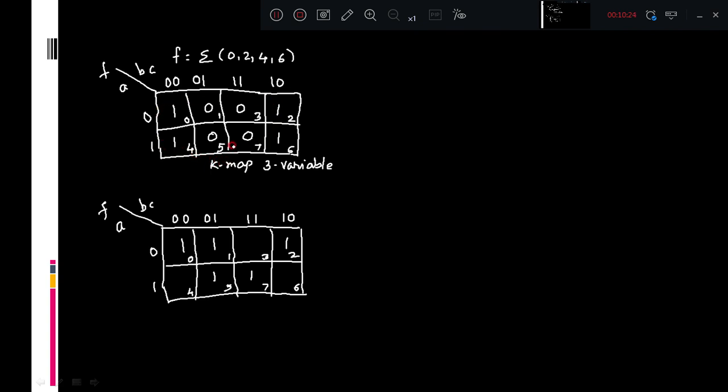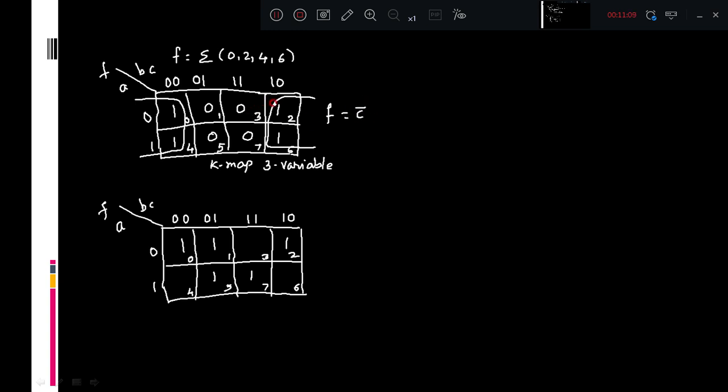First check whether all the cells are 1. Here it is not. Then you check whether we can group 4 cells. Here if you observe, we can group like this. If I use 4 cell grouping like this, it will give me solution F as, so 0 1, A is changing from 0 to 1, it will get cancelled. 0 0 and 1 0, so B is changing from 0 and 1, that also gets cancelled. C remains 0, so this function results in C bar.